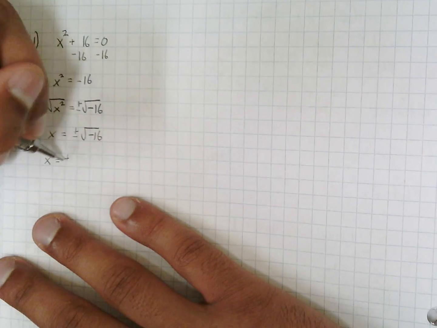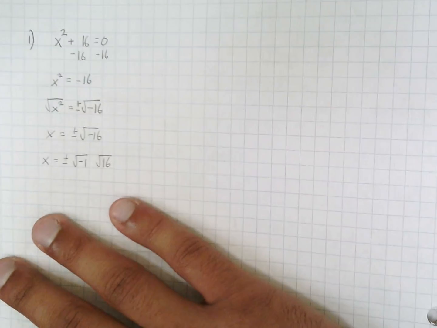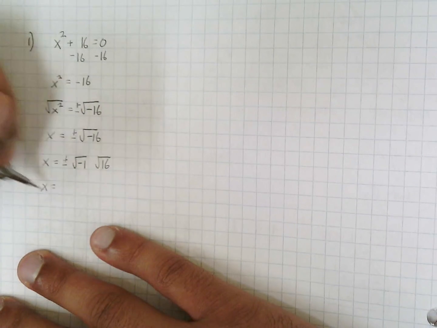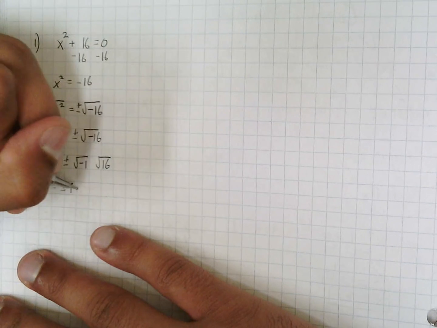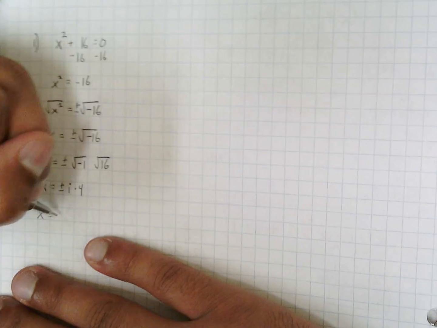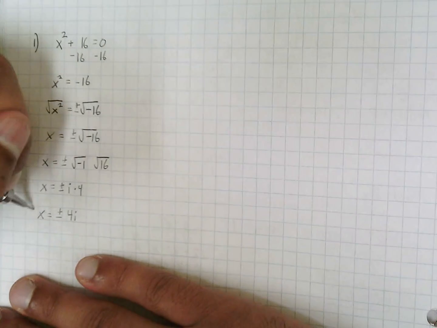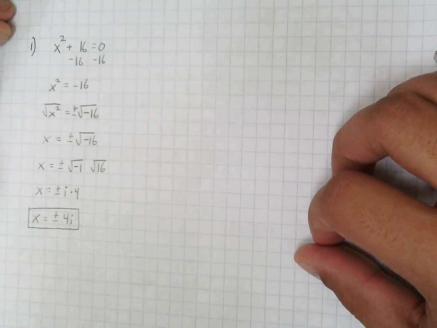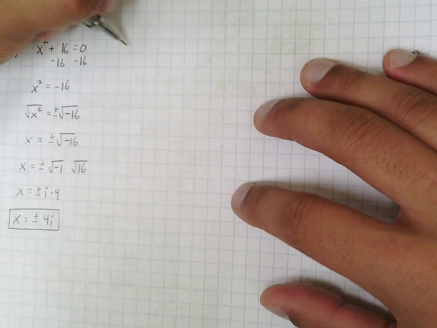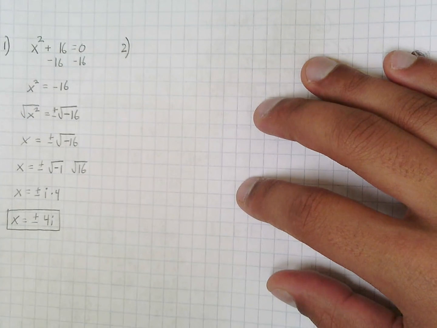Well, the square root of negative 16 I can write as the square root of negative 1 times the square root of 16. The square root of negative 1 is i, the square root of 16 is 4, and we typically write the number before the i, so plus or minus 4i is our answer. So we have two imaginary answers, positive 4i and negative 4i.